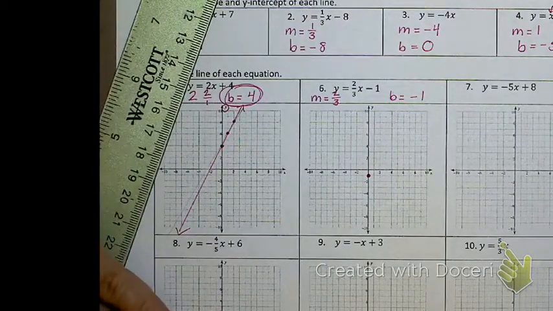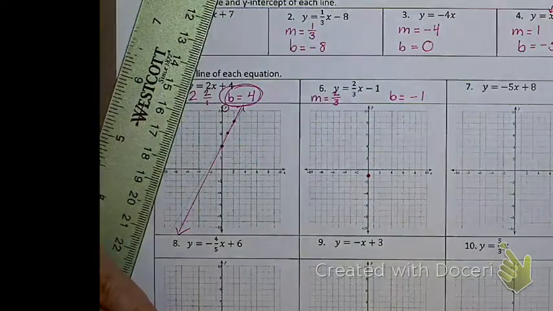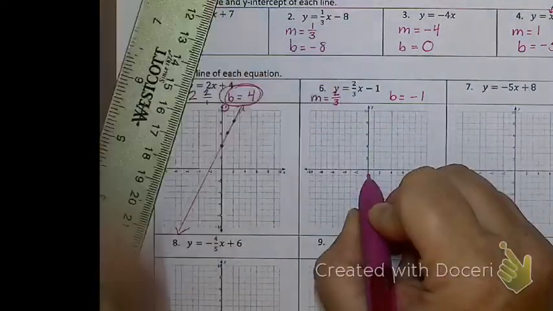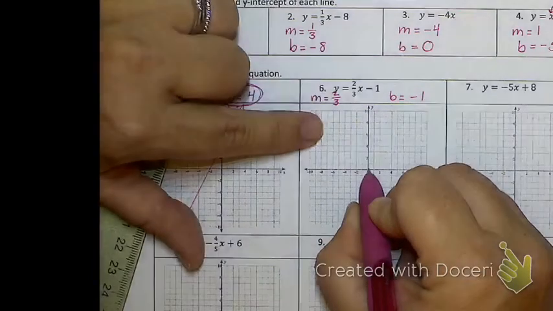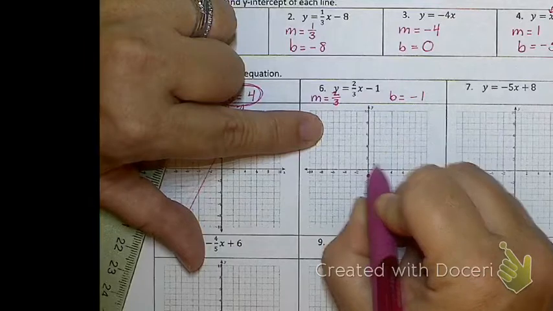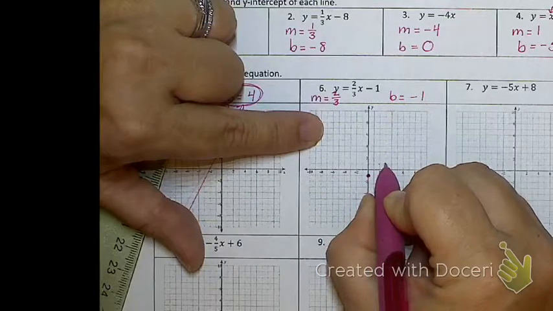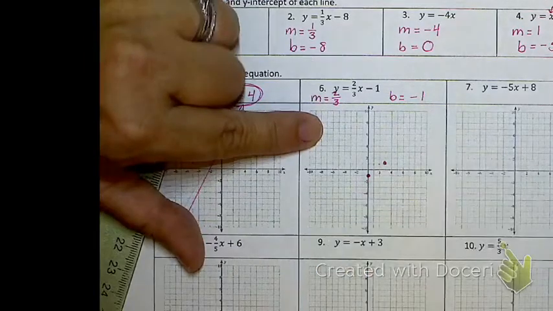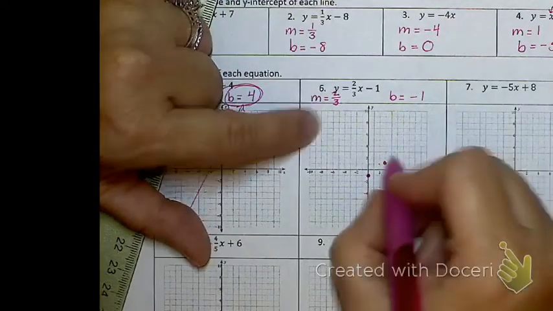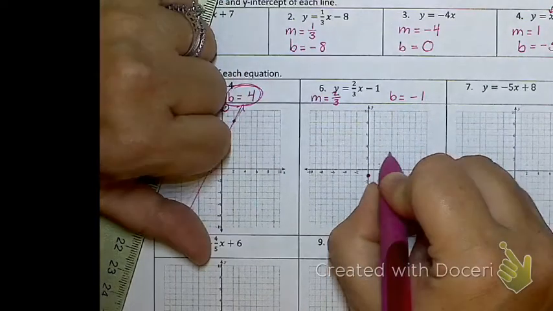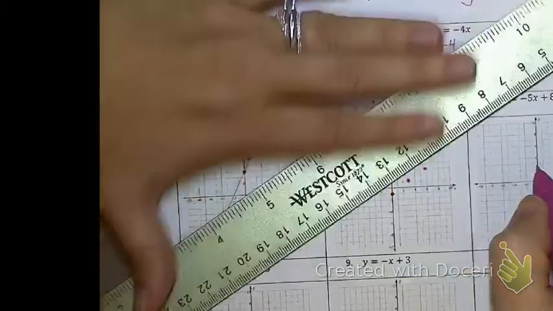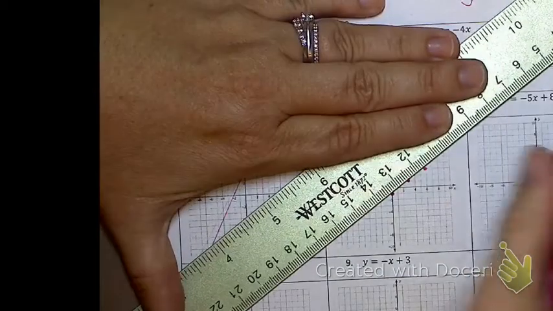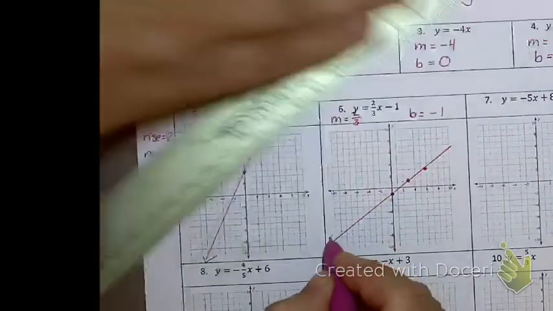Now, my rise is positive, which means what direction? Up. My run is also positive, which means what? Right. So I'm going to go up 2 and right 1, 2, 3, and there's my next point. And then I go one more time, up 2, right 3, and there's my next point. Get your straight edge and draw your line.